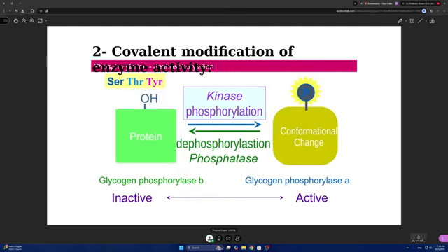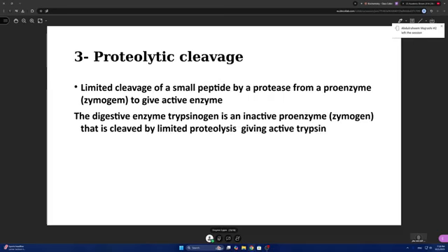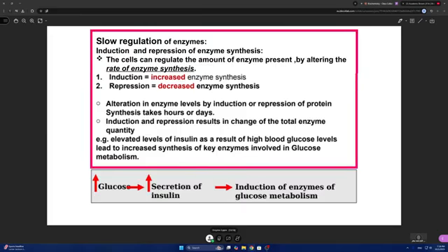The covalent modification is phosphorylation and dephosphorylation. Phosphorylation is done by the kinase enzyme, and dephosphorylation is done by the phosphatase enzyme. Some enzymes are produced as a zymogen, and they can be activated after removal of some peptides or some amino acids. Induction means increase, and repression means decrease in the synthesis of the enzyme.